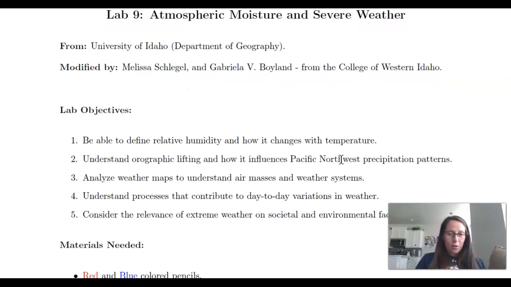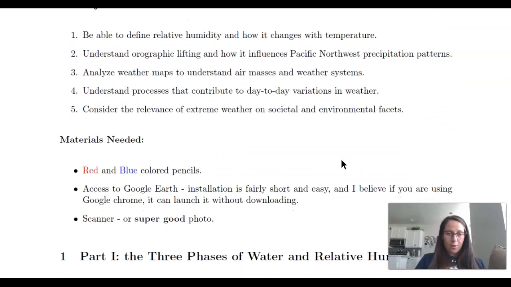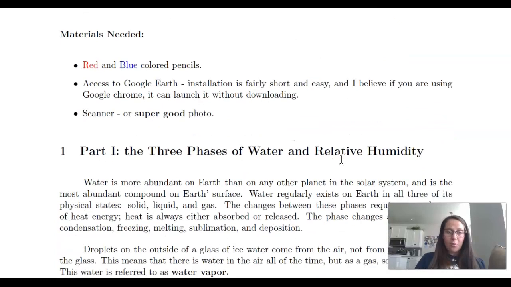I'm not going to go through the lab objectives here. You're free to read them on your own though. Materials that you'll need. So you will need red and blue colored pencils. You'll need a printer. I did not outline that here, but you'll need a printer and the red and blue colored pencils. You will need access to Google Earth.